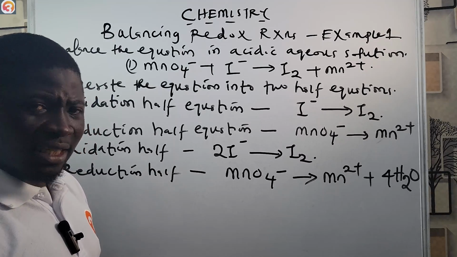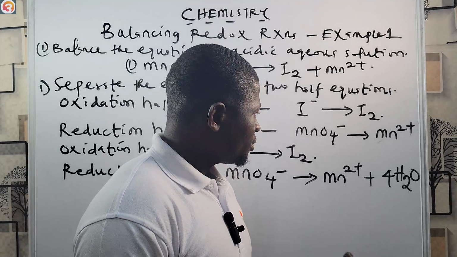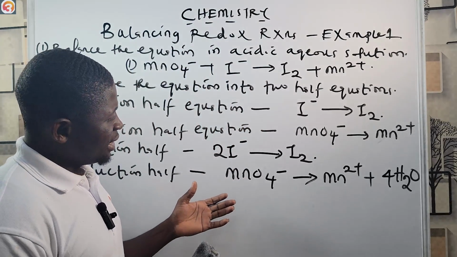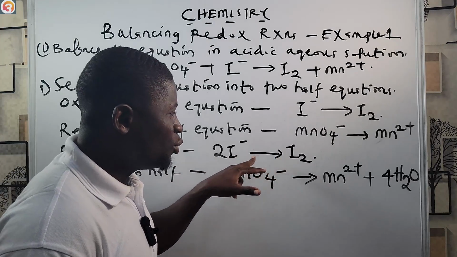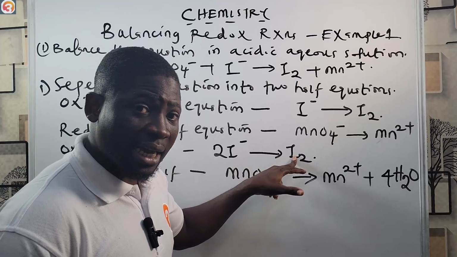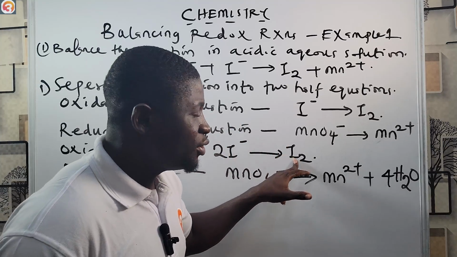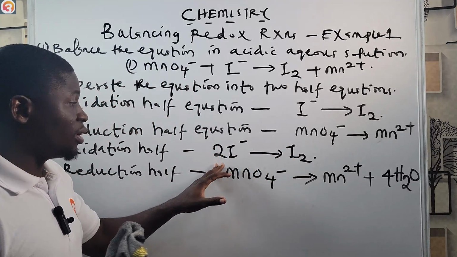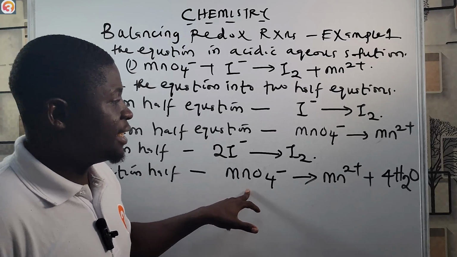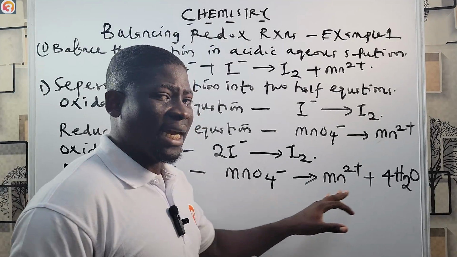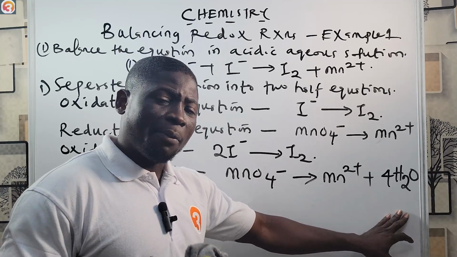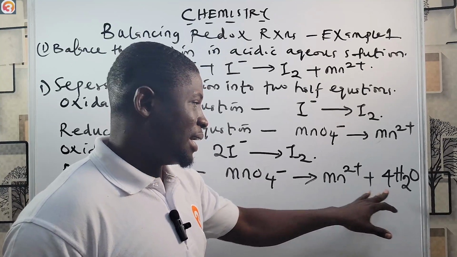Now, what's the next step? We balance the hydrogen. Now on the oxidation half, there's nothing like hydrogen there. Is there? No, there's nothing like hydrogen on the oxidation half. But on the reduction half, there's hydrogen here. All right, that means we need to balance the hydrogen first by adding the appropriate number of hydrogen atoms to balance it.